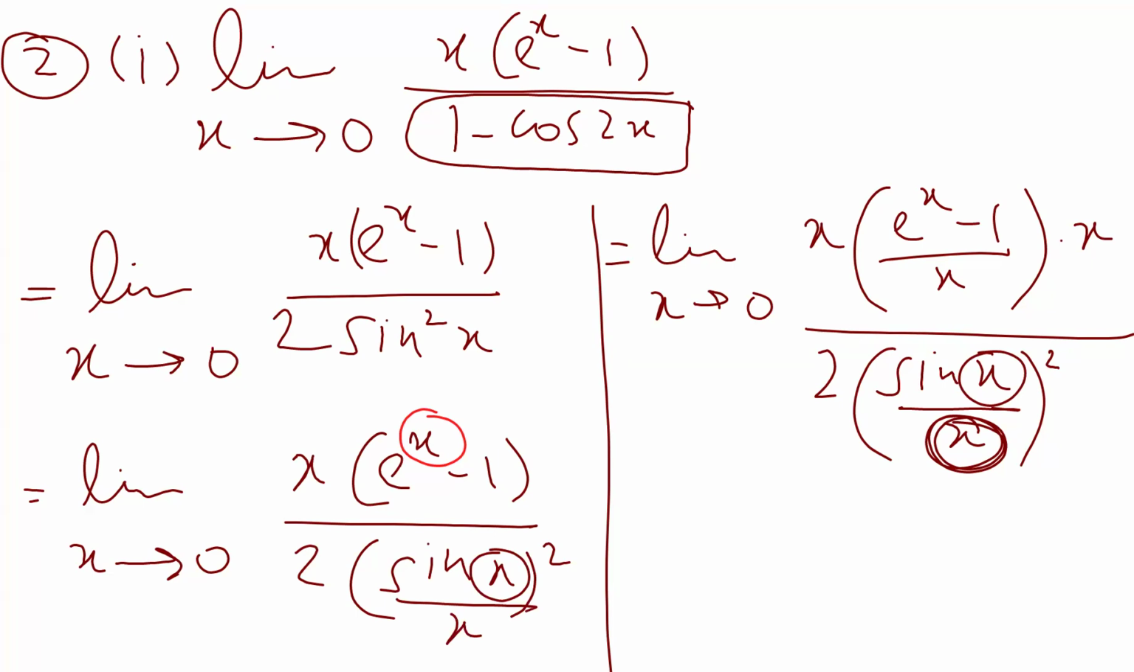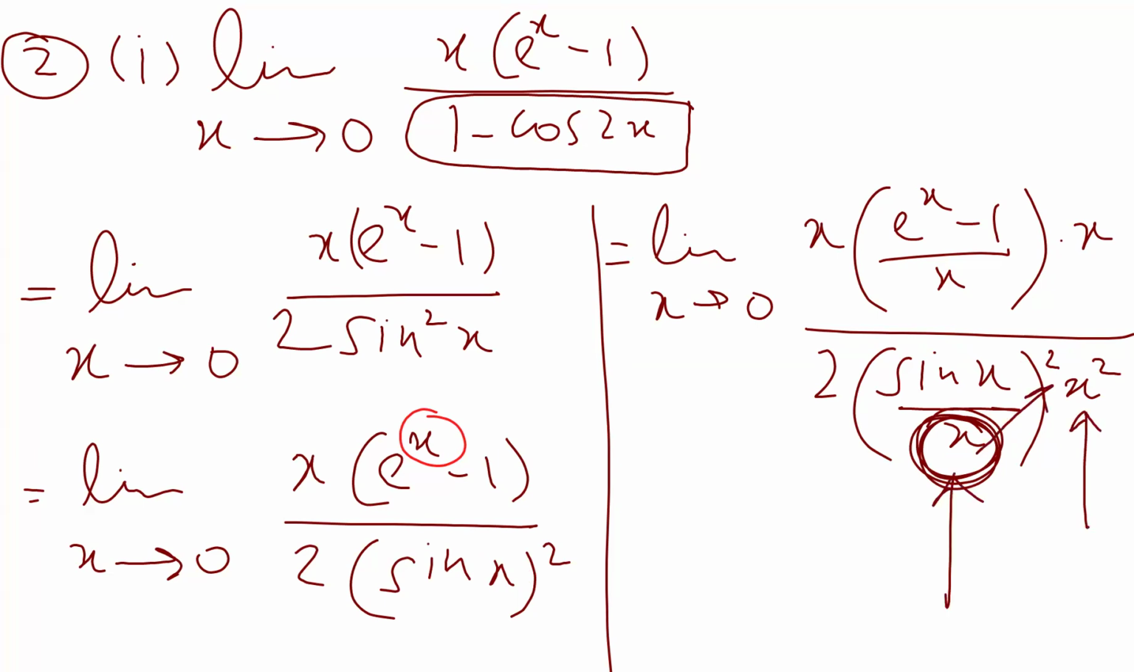So we'll multiply with x square, because this is not x technically. Within the bracket it is x, but overall it is x square. So to nullify this x, which is x square, we'll multiply with x square.